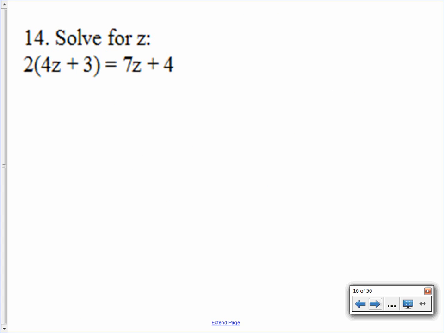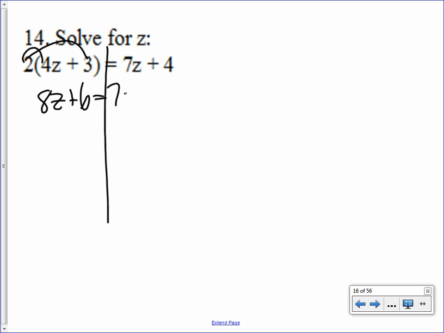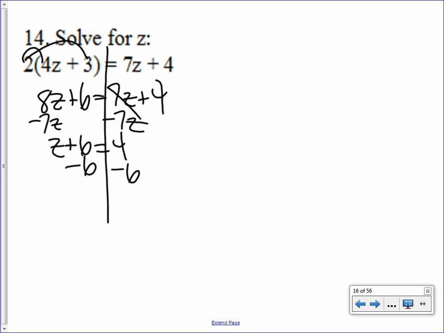We got another one here. There's no fractions. There are parentheses. Get rid of the parentheses and distribute. 8z plus 6 equals 7z plus 4. Combine like terms, no. Bring all x to one side, yes. In this case, we bring all z's to one side. We have z plus 6 equals 4. Isolate and subtract first. z equals negative 2.